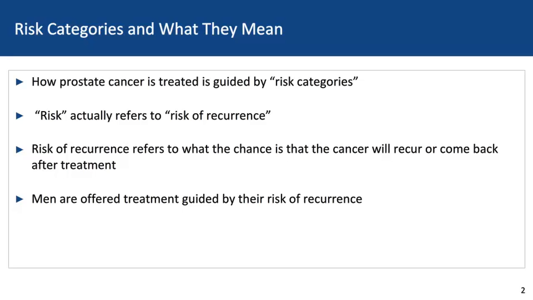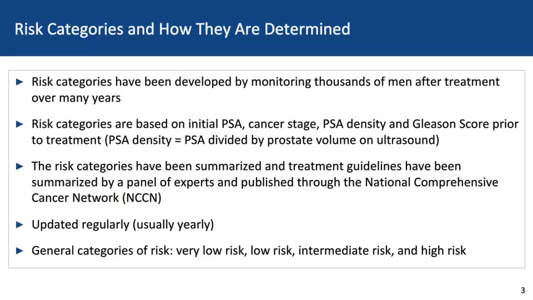Risk actually refers to risk of recurrence. Risk of recurrence refers to what the chance is that the cancer will recur or come back after treatment. Men are offered treatment guided by their risk of recurrence. Risk categories have been developed by monitoring thousands of men after treatment over many years. They are based on initial PSA, cancer stage, PSA density, and Gleason score prior to treatment.